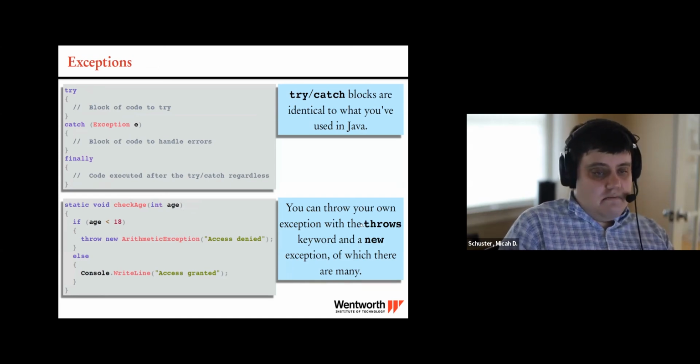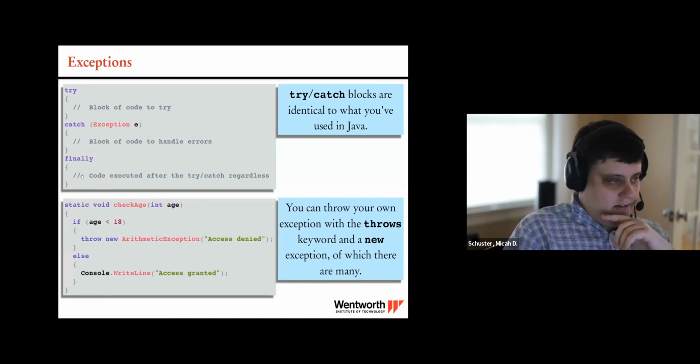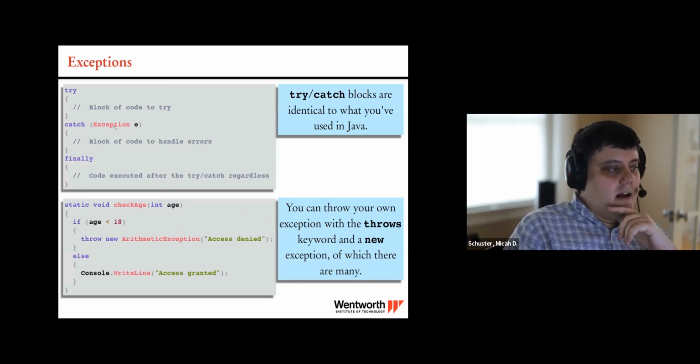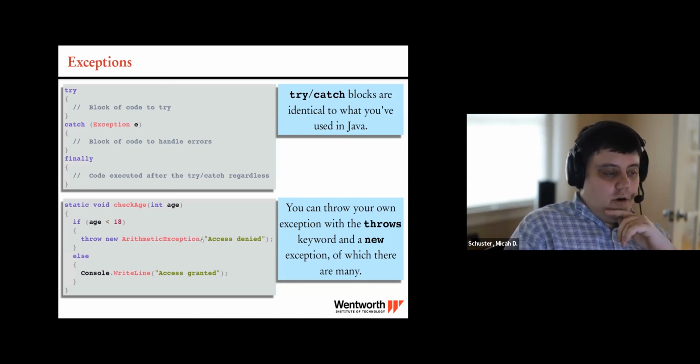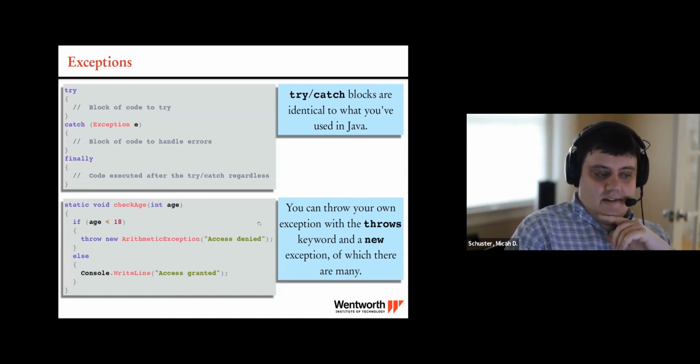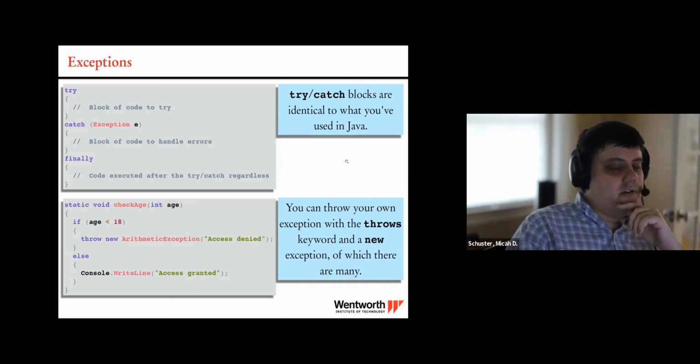Exceptions are basically identical. Try, catch, finally. These are the same sort of stuff you see in Java. Whatever exception, there's a whole bunch of them. You can throw your own exceptions if you want to. So in this case, throwing a new arithmetic exception with whatever message you want to be displayed. So very similar to Java. Nothing special there.